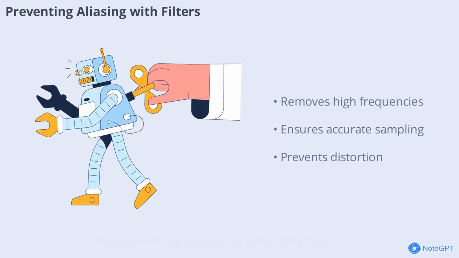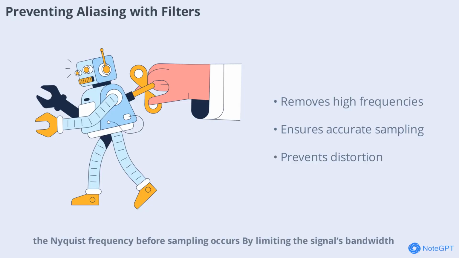To prevent aliasing, engineers use anti-aliasing filters. These filters remove frequency components above the Nyquist frequency before sampling occurs. By limiting the signal's bandwidth, anti-aliasing filters ensure that only frequencies that can be accurately sampled are present. This step is vital in both analog and digital communication systems. Proper filtering preserves the integrity of the transmitted information and prevents unwanted artifacts in the reconstructed signal.